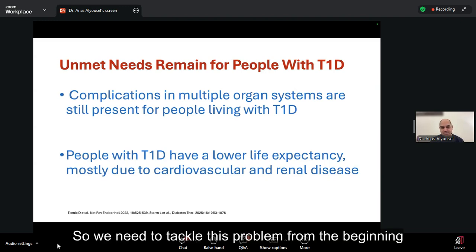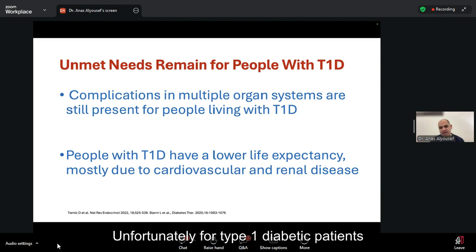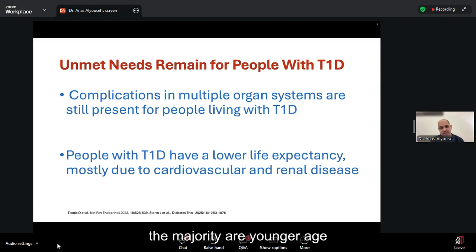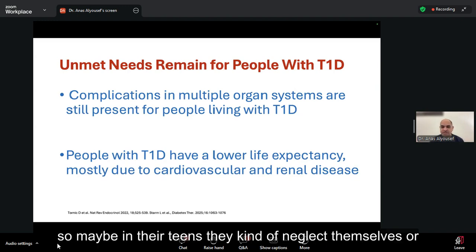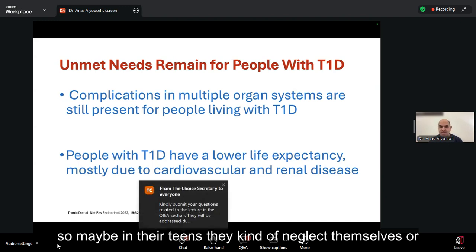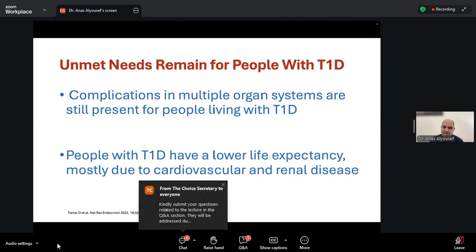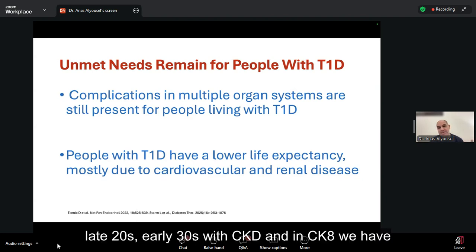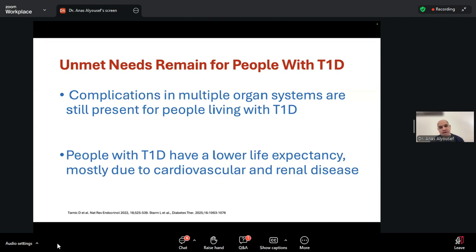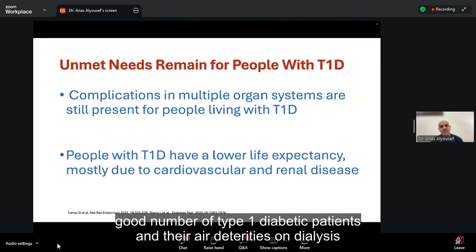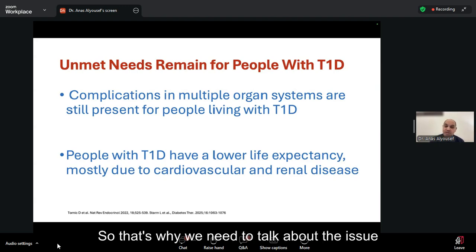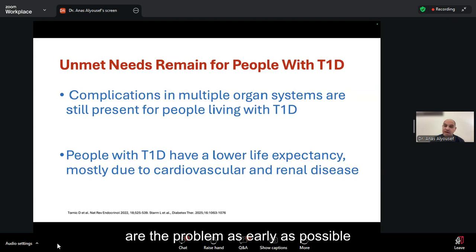So we need to tackle this problem from the beginning. Unfortunately, for type 1 diabetic patients, the majority are of younger age. So maybe in their teens, they are neglecting themselves or not watching their diet, maybe skipping their insulin doses. So they will end up in their late 20s, early 30s with CKD. And in Kuwait, we have a good number of type 1 diabetic patients in their early 30s on dialysis. So that's why we need to tackle the problem as early as possible.